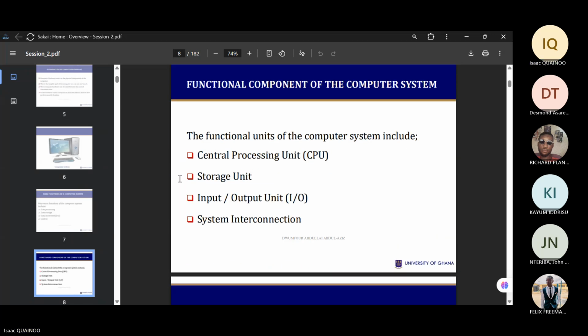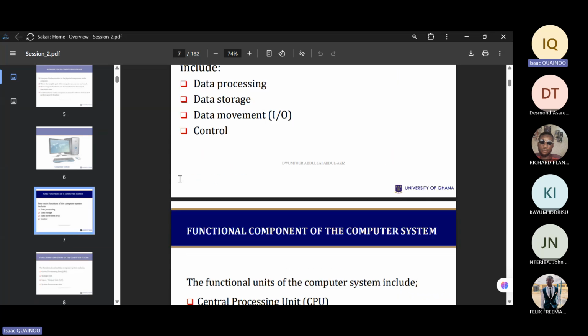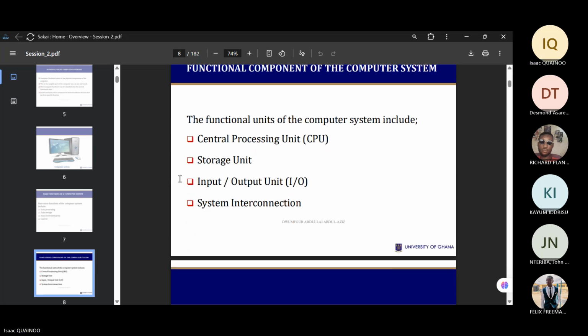So let us go to the next session. Let us go to the next page. So others include the central units, that is the functional units. We have the central processing unit, which is a CPU. So these are the basic units.